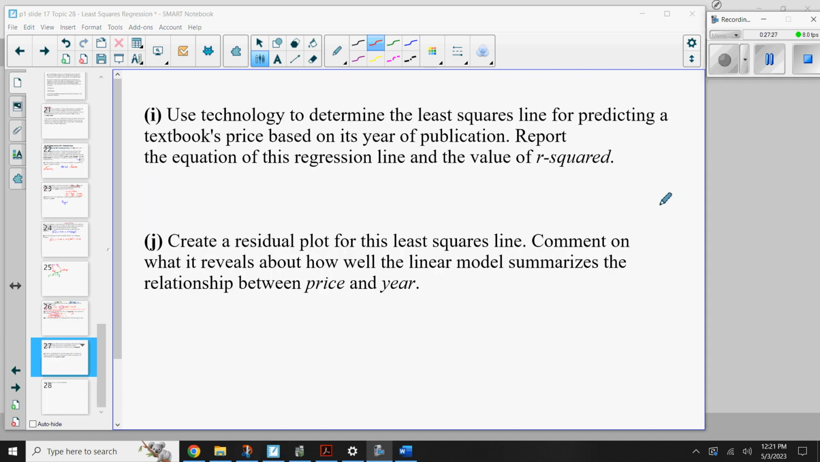Next, I have to make a residual plot. That will determine whether or not my linear regression is actually linear. So when you do the stat calc linear regression calculation, the calculator automatically creates a file which contains all of the residuals of that scatter plot. And what we want to do is take the residuals versus our X values.